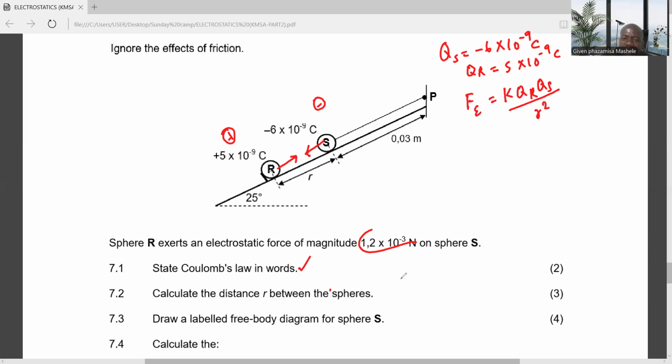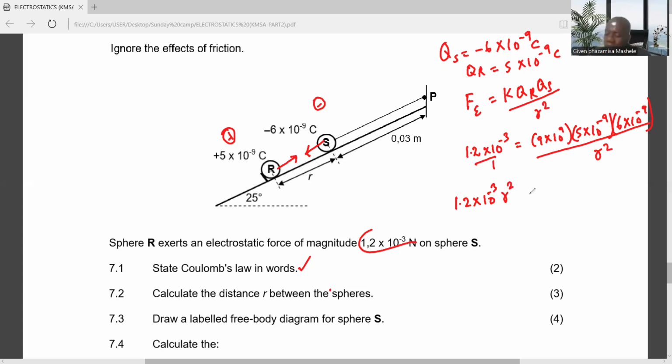Already we are given the electrostatic force between R and S: it's 1.2 times 10 to the power minus 3. We know K is 9 times 10 to the power of 9. Charge R is 5 multiplied by 10 to the power minus 9, and charge S is 6 multiplied by 10 to the power minus 9. What do we want? We want the distance between the two. So we're going to cross multiply. This will be 1.2 times 10 to the power minus 3 R squared, because this is over 1.